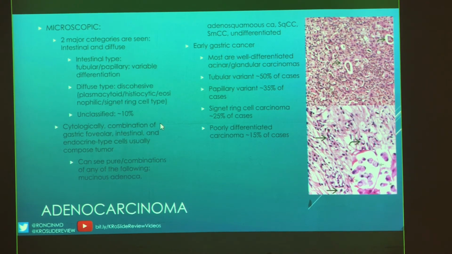If you catch it really early, most of these are going to be well differentiated. Most of them will be intestinal type, and really more often than not they're going to be tubular, but you can also see papillary variant, and some of the early cancers will also be signet ring cell, about a quarter of them. In the pictures, the one on the bottom is highlighting signet ring cells.